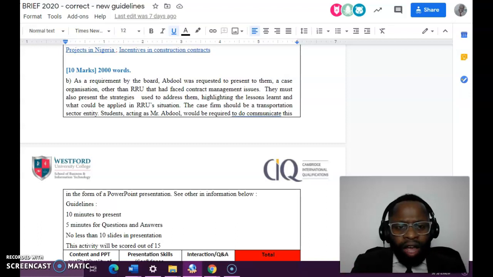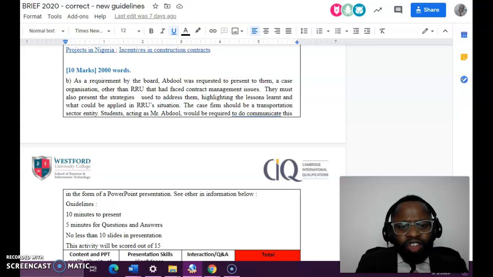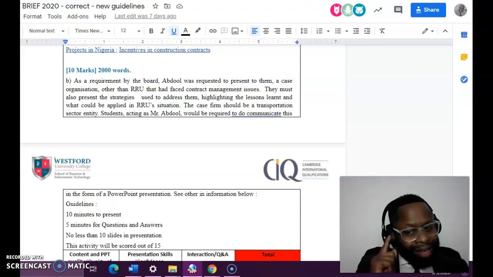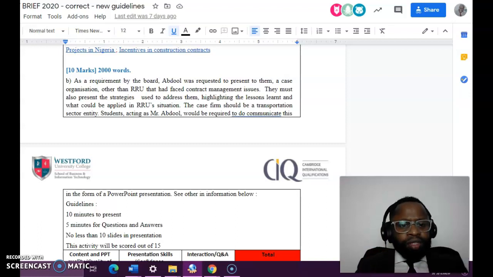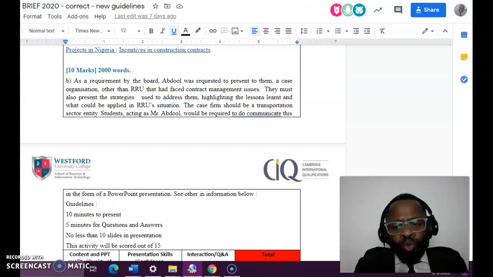Question B, as a requirement by the board, Abdul was requested to present to them a case organization other than RRU, right? That had faced contract management issues. They must also present the strategies used to address them, highlighting the lessons learned and what could be applied in RRU situation. The case firm should be in the transportation sector. Students acting as Mr. Abdul would be required to communicate this in the form of a PowerPoint presentation.